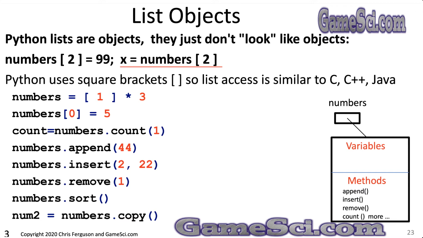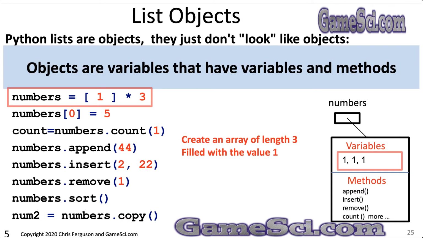You want new programming languages to look at least somewhat like old programming languages, so people are familiar with them. They don't have to completely relearn everything. Python made a practical decision to use square brackets, so list access is similar to that of C, C++, and Java arrays. This is how we've always accessed arrays in other languages. This is how we'll access data in lists.